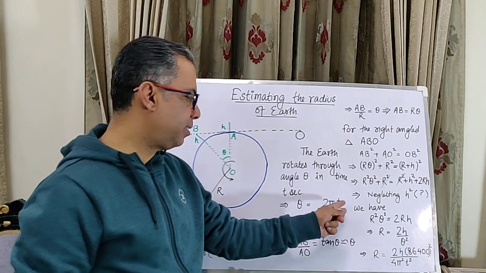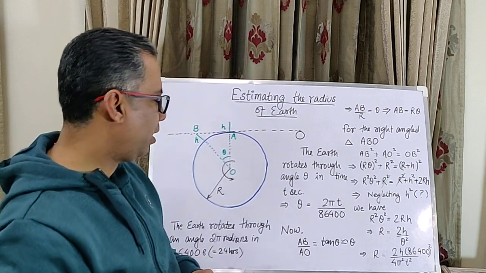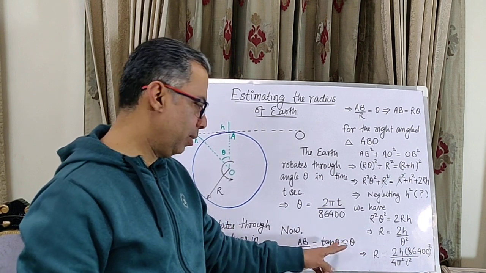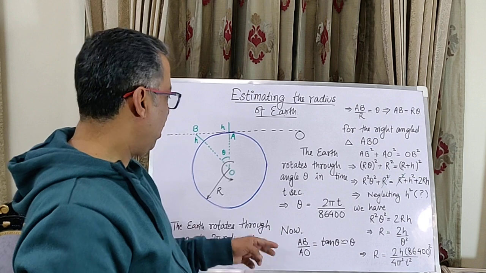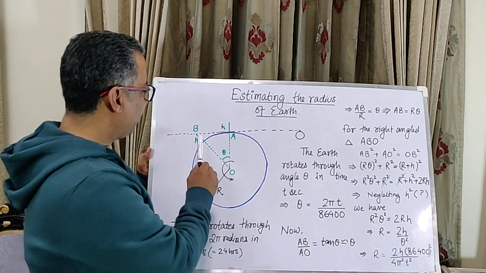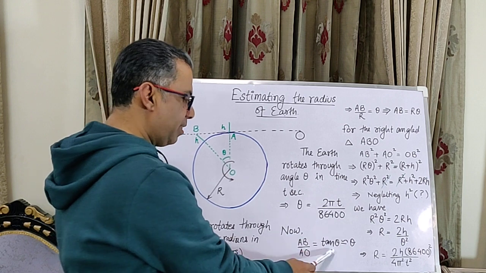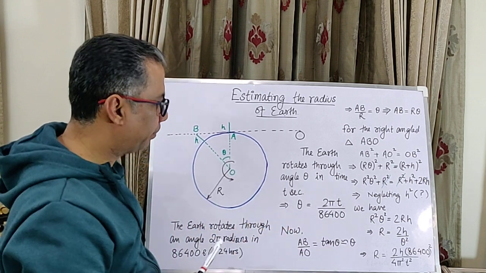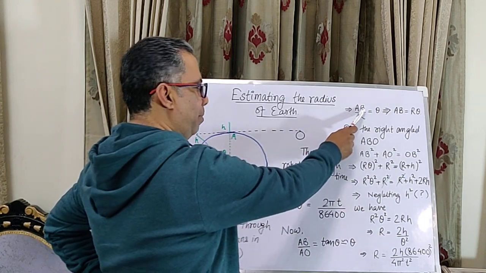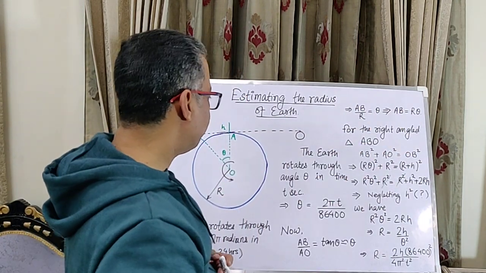Since this theta and this time t are both very, very tiny quantities, we can make the assumption that tan theta will be equal to theta itself. Now, if you look at this triangle OAB, AB divided by AO is tan theta, which is approximately equal to theta. Now, AO equals R, and therefore AB by R equals theta, and AB therefore becomes R times theta.